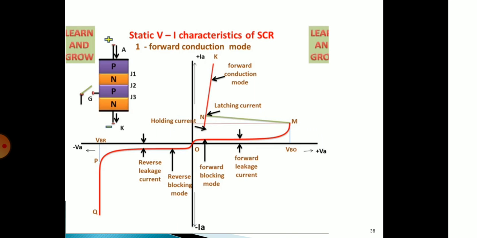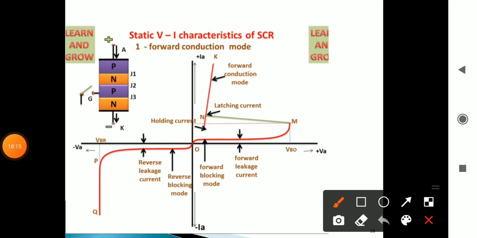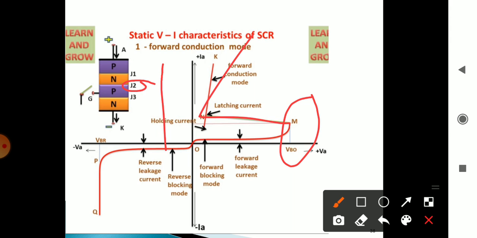See here, in forward conduction mode, one way of making the SCR conduct is by increasing the voltage. When it reaches VBO, an avalanche breakdown will occur at junction J2, and J1, J2, J3 will start conducting. Another way of making the SCR conduct is by applying the gate pulse. If we apply the gate pulse, it will take less voltage and it may start conducting at this point, at V1 instead of VBO.